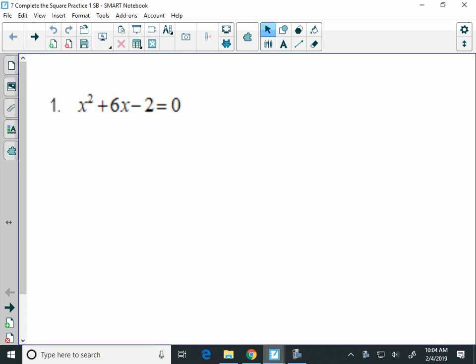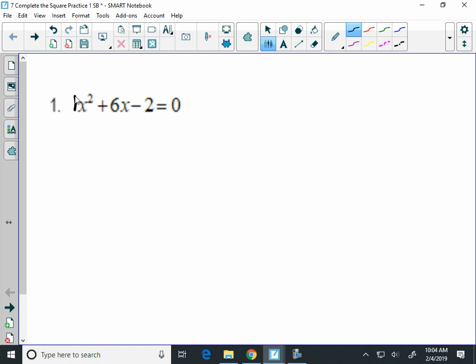Alright, so this video is for the quick practice on the bottom of your complete the square note. So the 1 and 2 on this video. Remember, when we do complete the square, you want to make sure that the leading coefficient, the number in front of the x squared, is 1, which is what we have here. So we're allowed to use the method of complete the square.